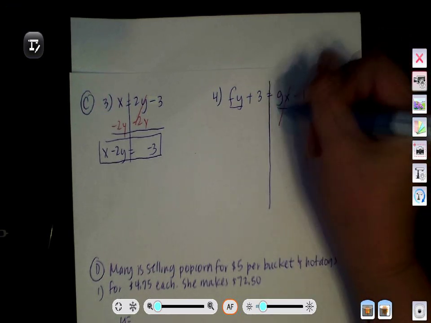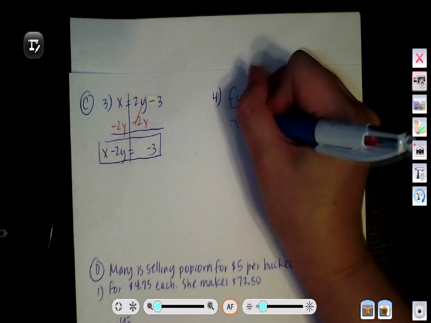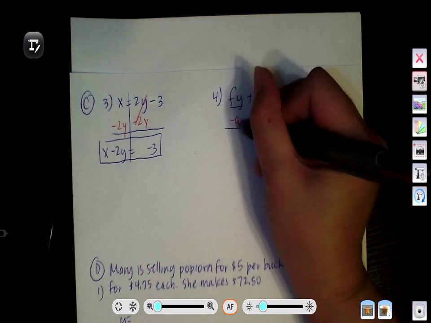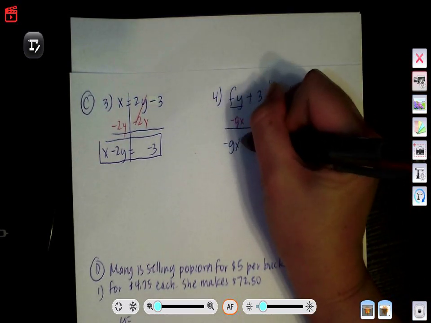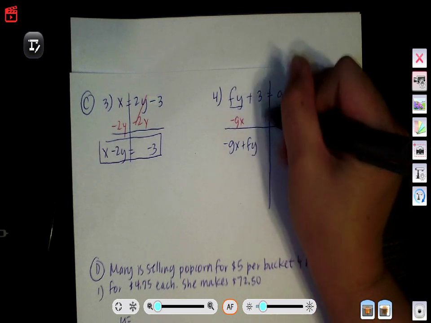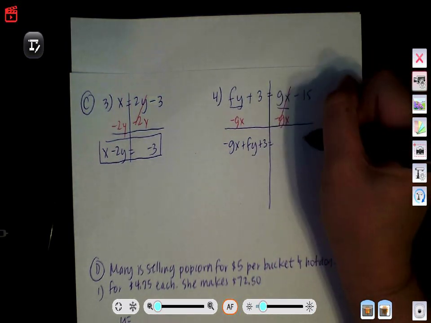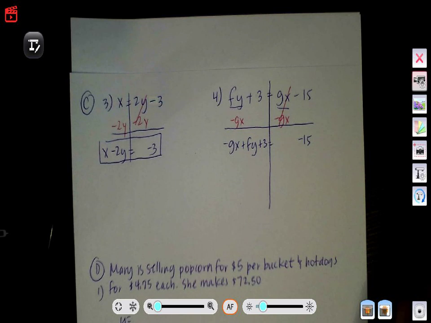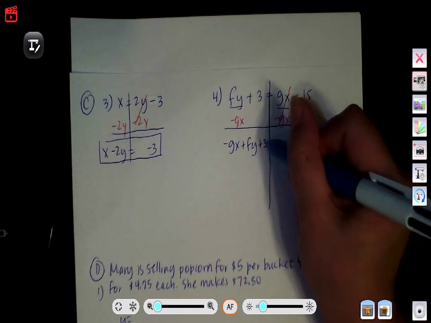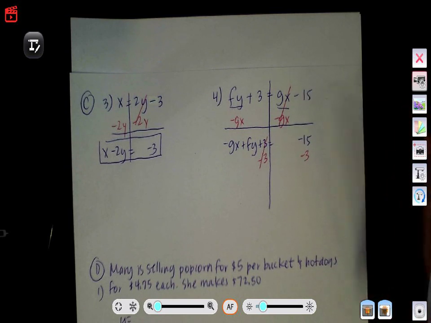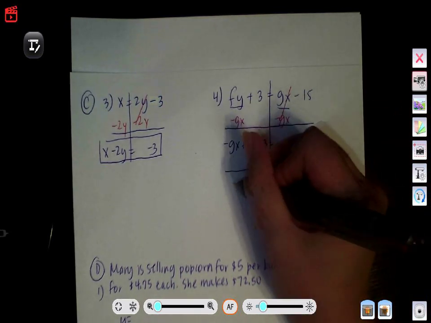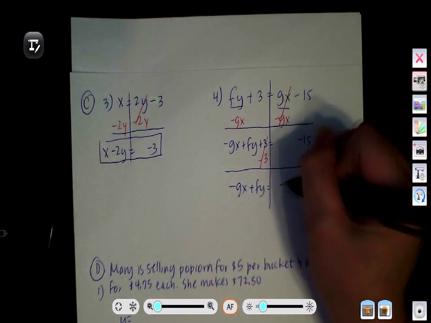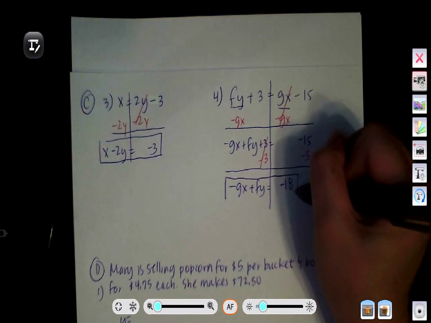So I want to collect all the variables on the left and the numbers on the right hand side. If I want to move this variable to the left hand side, subtract gx from both sides of the equation, and I'll be left with negative gx, a positive fy, I still have that positive 3, is equal to now negative 15. Okay? So I did collect the variables on the left hand side, but I still have a number on the left hand side that I need to move over. So subtract 3 from both sides of the equation, and you'll be left with negative gx plus fy is equal to, I can combine like terms and say negative 18. So here is your answer in standard form.